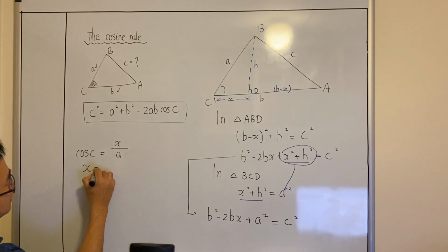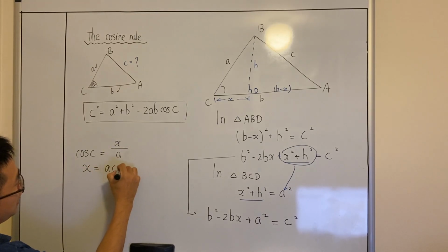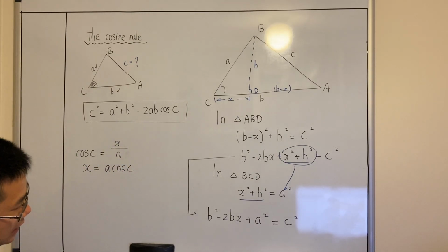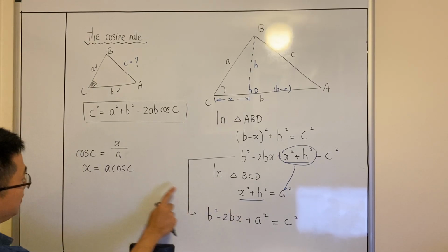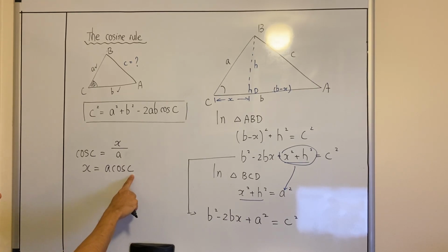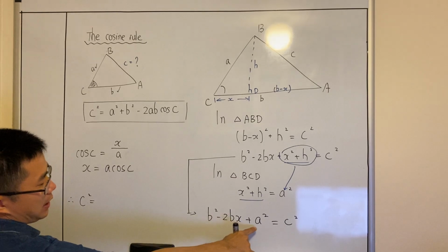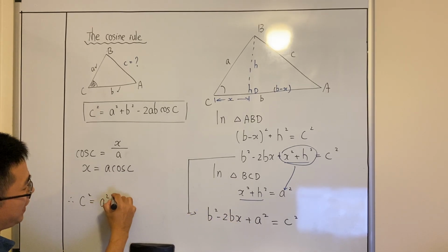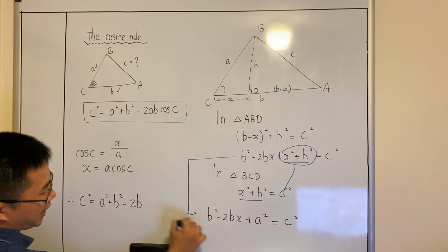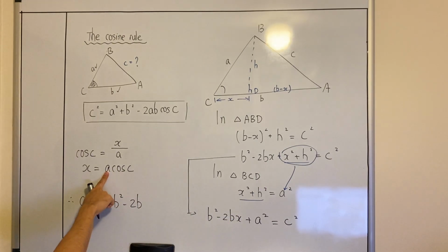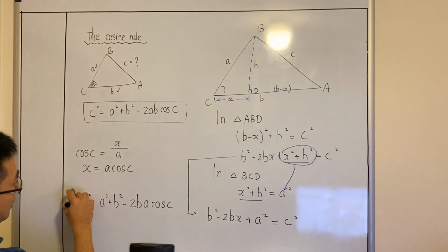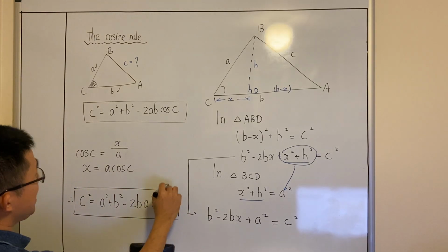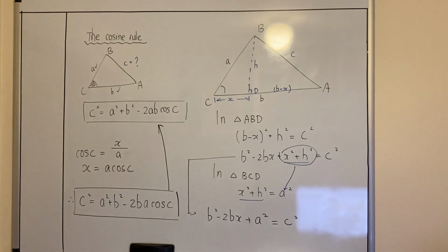And then you make X the subject, you get A cosine C. Now, your final step is to replace this X by A cosine C. So therefore, you're going to get a final formula: C squared is equal to A squared plus B squared minus 2BX, and we know what X equals to. So 2BA cosine C. And then obviously you can rearrange between A and B, and that becomes the formula.